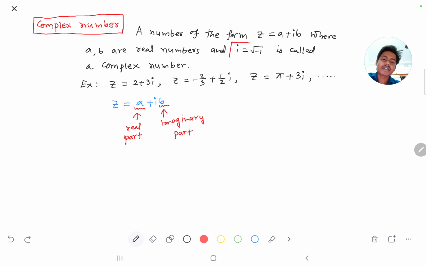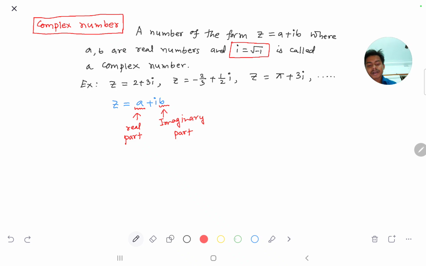And why is it imaginary? Because we cannot calculate the square root of a negative number in the real number system. Therefore we call it imaginary. So that's why b we call the imaginary part. So any complex number will have two parts: one real part, the other imaginary part.